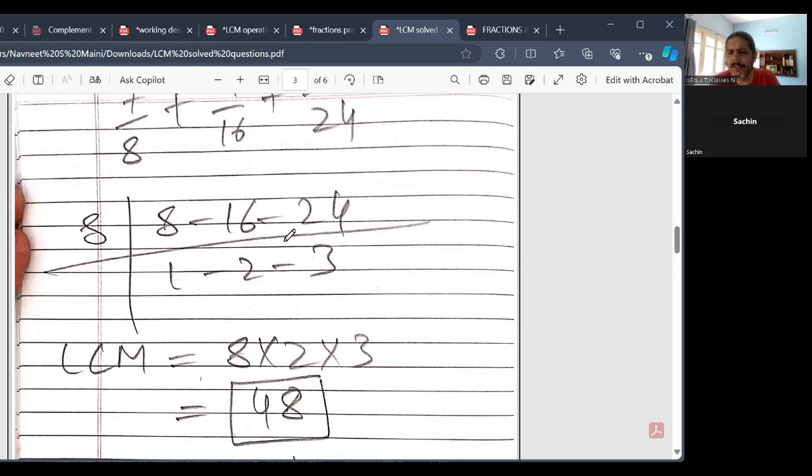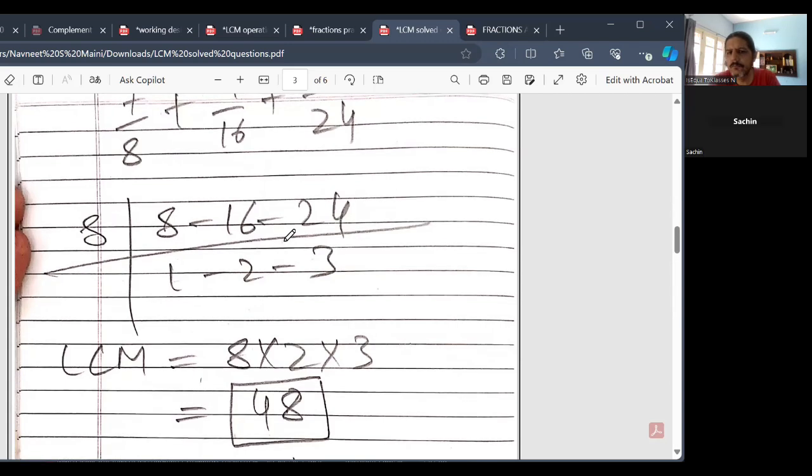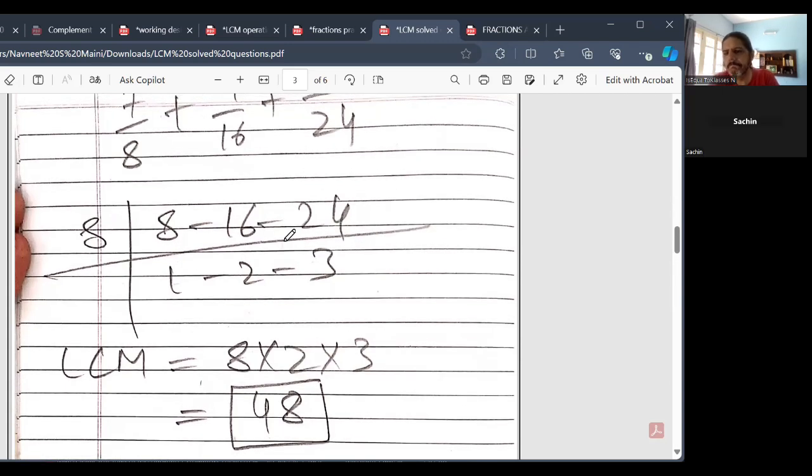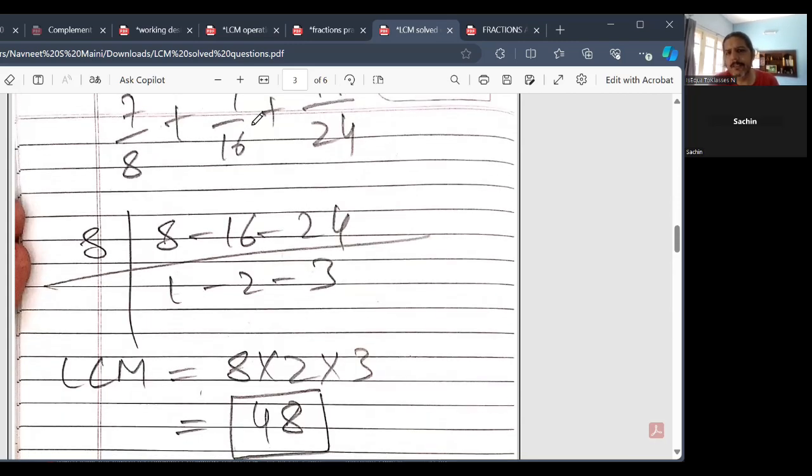Actually, the LCM would be 48. I got 24. It will be 48. But 24 also comes. No, it doesn't come. No. 24 doesn't come in the table of 16. So 16, 32, 48.